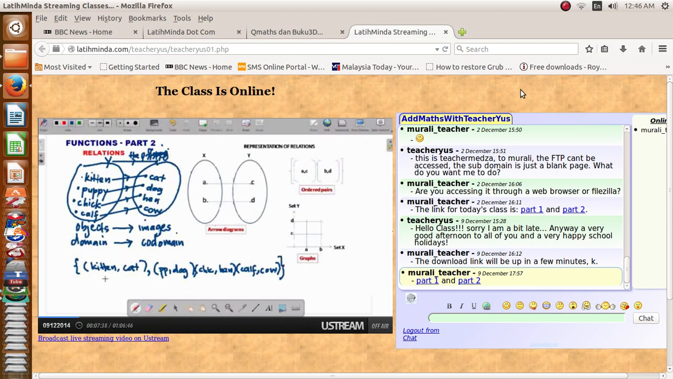So this is in the form of ordered pairs. Ordered pairs will have to be in this form. From this diagram, A to C, one bracket, and B to D we write as B comma D in a bracket and close parenthesis.